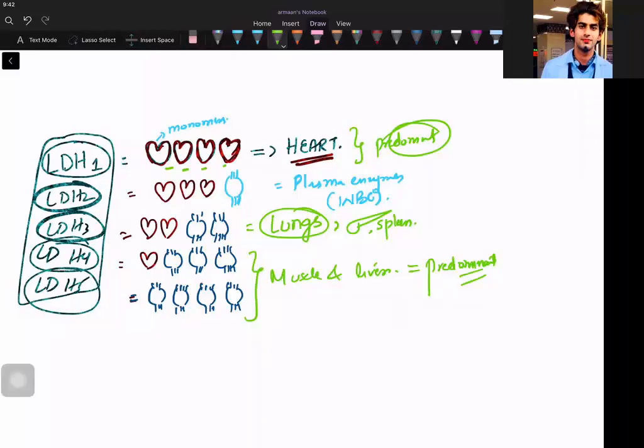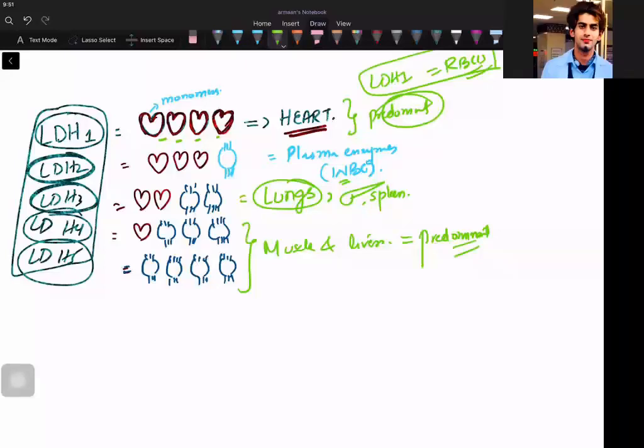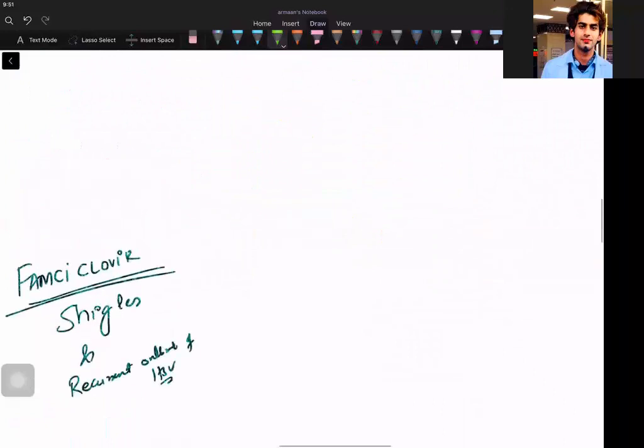Which of the following LDH predominates in RBCs? It is LDH1. That's where you get confused. LDH1 is again in the RBCs. So guys, if you see a ratio, if I take a normal person, this is a normal person, and I take his blood sample. Simple.